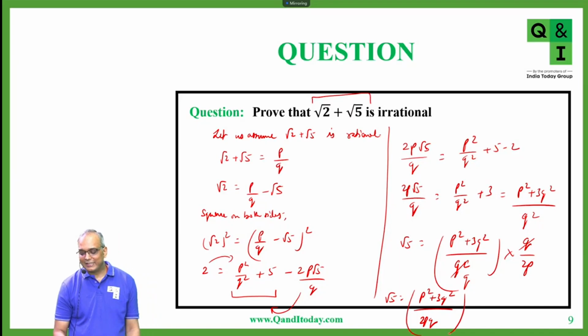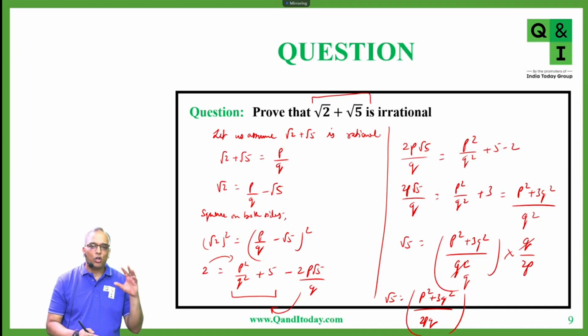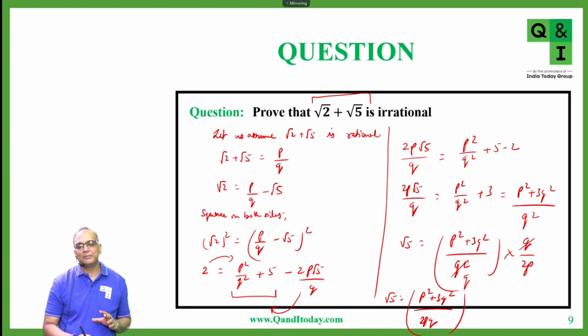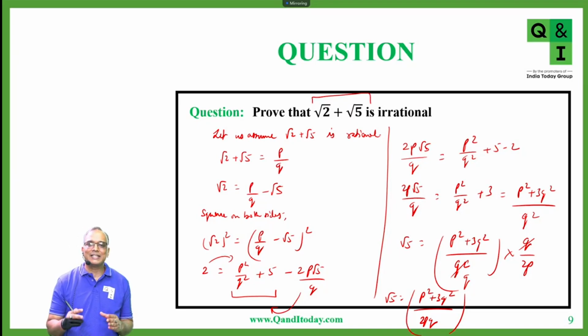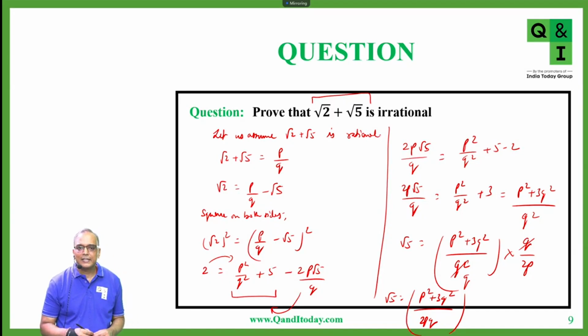Now you can see this RHS here, this quantity P square plus 3Q square by 2PQ. This is a rational number, right? Because ratio of integers are rational. But LHS is an irrational number. You cannot equate an irrational to a rational number. And that's why we say that our assumption was wrong. And hence root 2 plus root 5 is not rational. It is irrational. Is this clear, students?